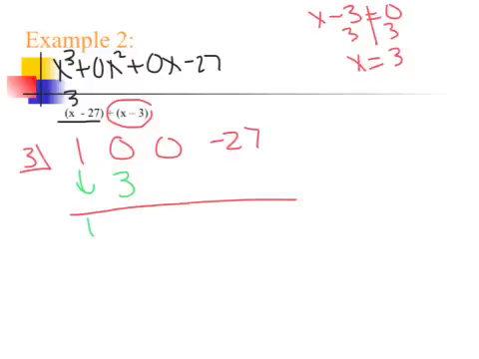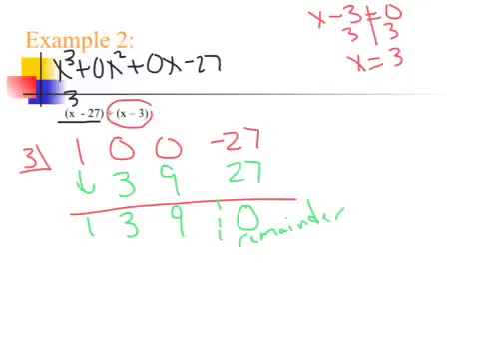Then we're going to add. 0 plus 3 is 3. Then we're going to say 3 times 3 is 9. Put that in the next column. Add straight down, 0 plus 9 is 9. Then we're going to multiply 9 by the number in the box, which is 3. So 9 times 3 is 27. Put that in the next column. Add straight down, negative 27 plus 27 is 0. Remember, this number is your remainder, which once again, we do not have one.